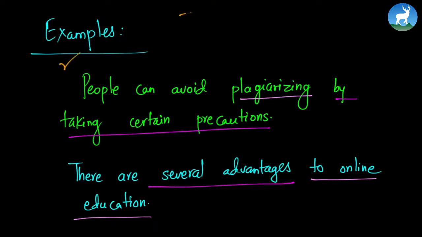Which one is the topic sentence? I'm going to write TS for topic sentence and CI for controlling idea. Pretty easy. People can avoid plagiarizing. Plagiarizing means illegally copying and pasting some other people's work and pretending that you did it. So people can avoid plagiarizing by taking certain precautions. Plagiarizing is the topic, very good, while taking certain precautions is the controlling idea. Let's write CI.